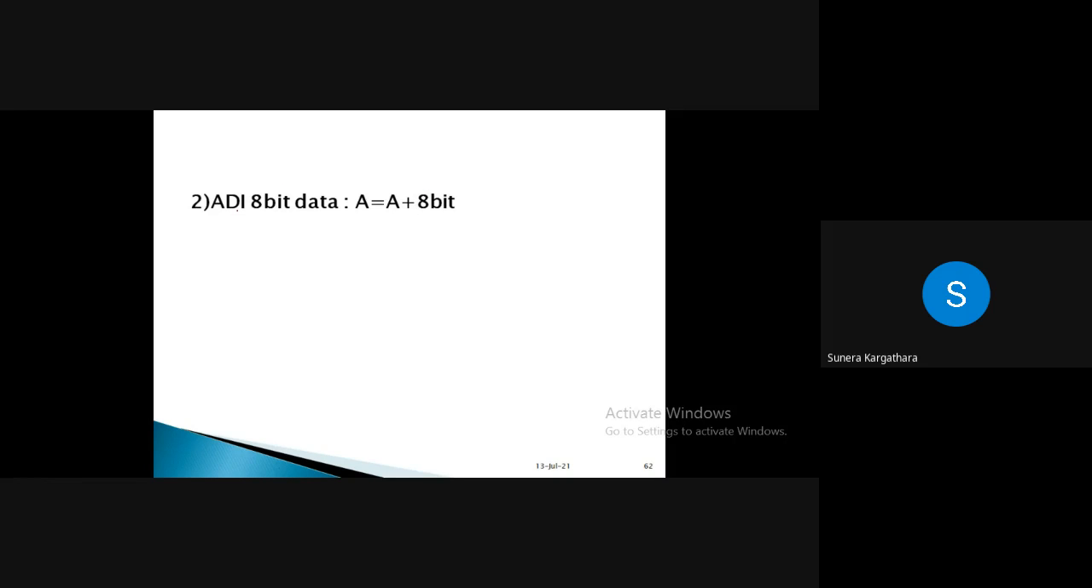Right? यहाँ पे you can directly mention the data that you want to add with your accumulator. Here we have the flexibility to represent our data directly inside the instruction. So it is known as ADI, add immediate data with accumulator, and obviously the result will be stored in the accumulator. Now who will tell me the remaining details about this instruction?